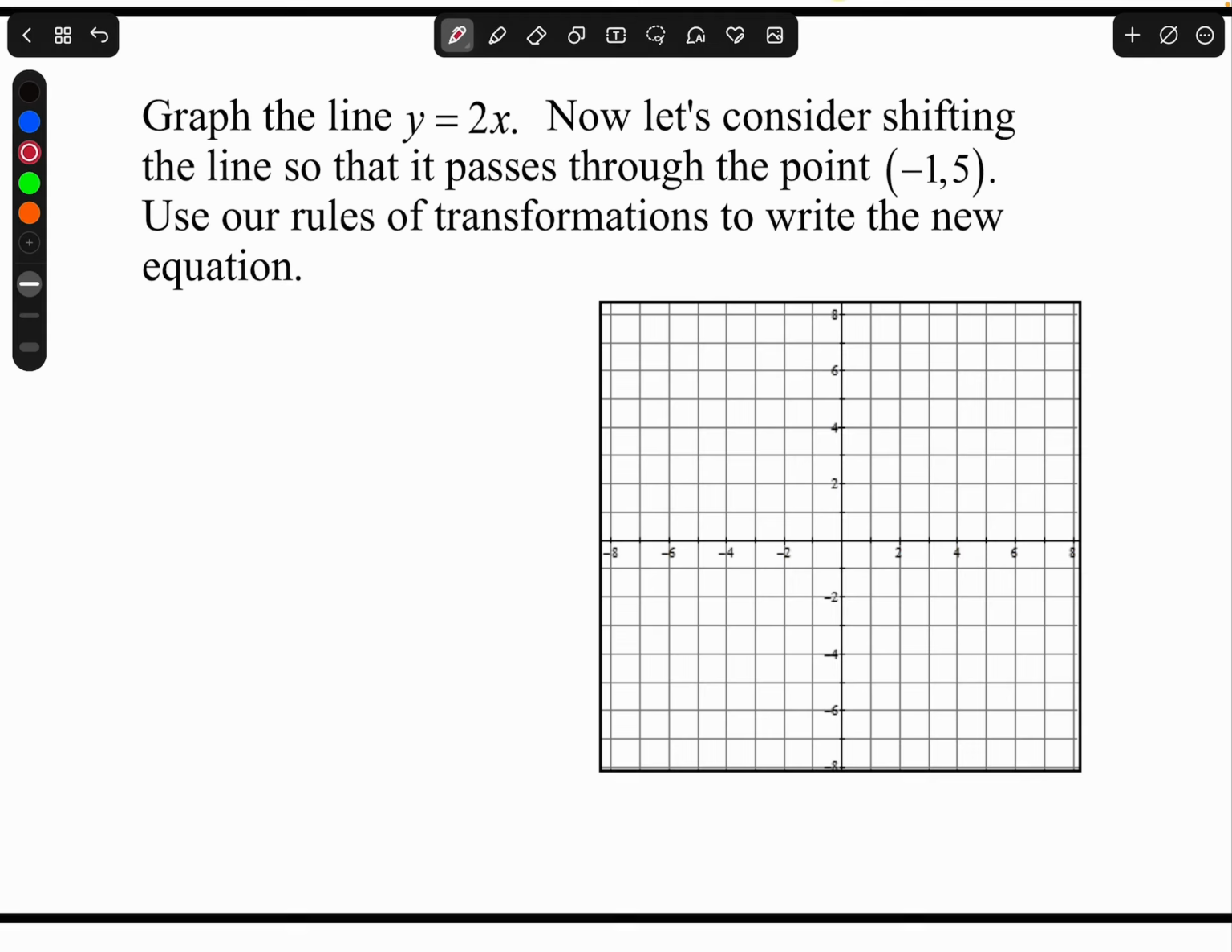All right, so it says graph the line y equals 2x. Okay, let's do that first. So right now we know if we have y is equal to 2x, like y equals 2x plus 0, our y-intercept is at 0, and the slope is 2. So we're going to rise 2 and run 1. Rise 2, run 1. Rise 2, run 1. Or go backwards. So this is what our line looks like.